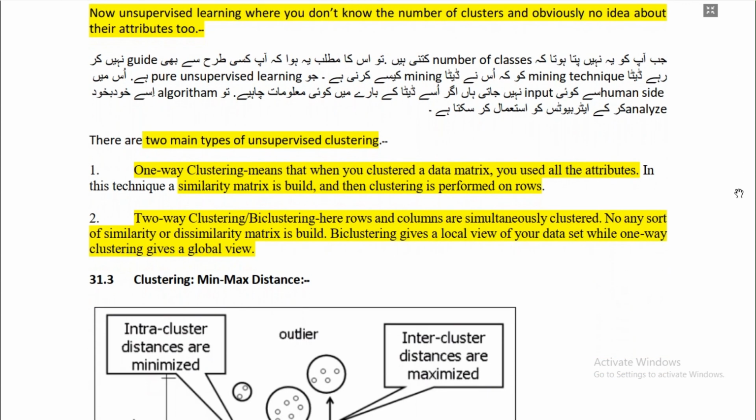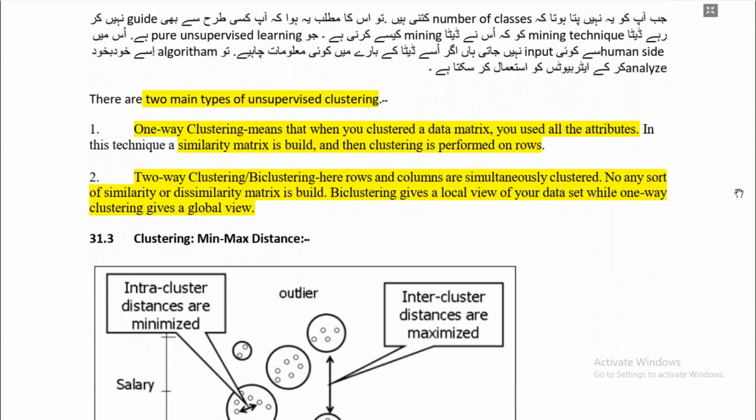There are two main types of unsupervised clustering. 1. One-way clustering means that when you cluster a data matrix, you use all the attributes. In this technique a similarity matrix is built, and then clustering is performed on rows.